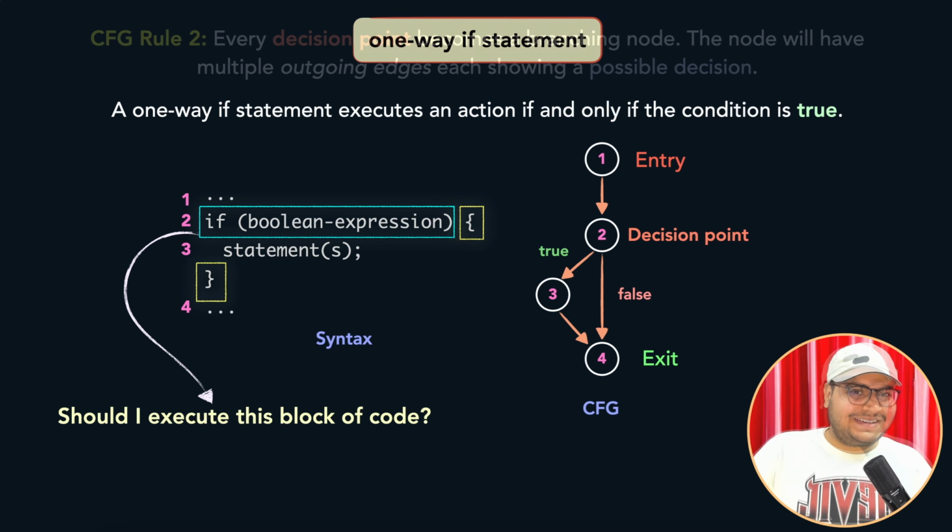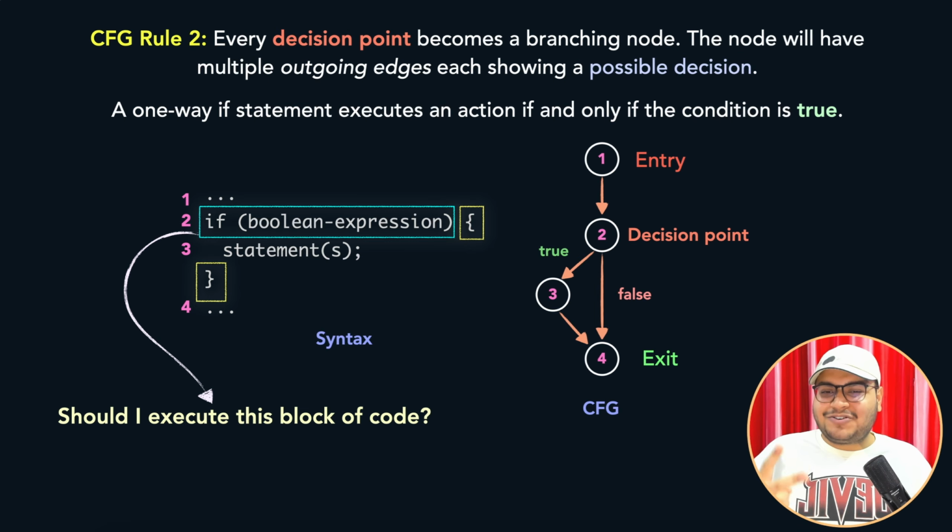Pretty neat, huh? And that brings us to the second rule of drawing a control flow graph. Every decision point becomes a branching node. The node will have multiple outgoing edges, each of them representing a possible outcome of that decision which you take at the decision point.